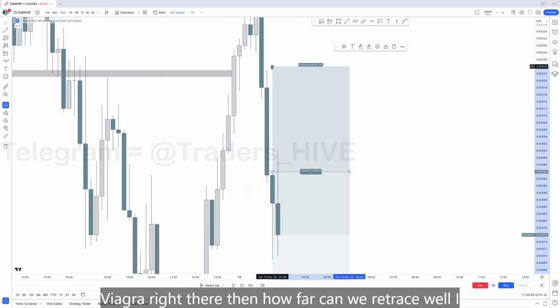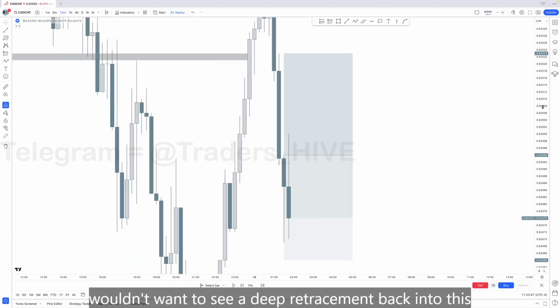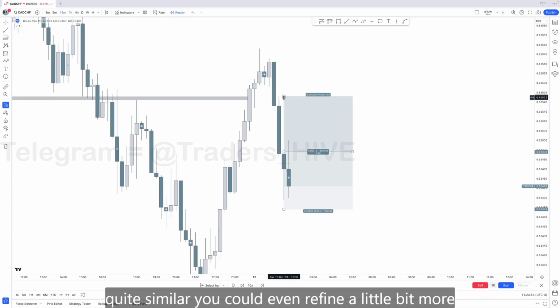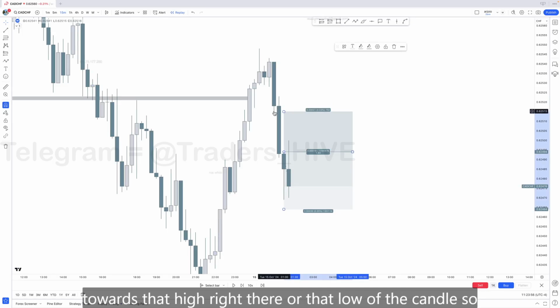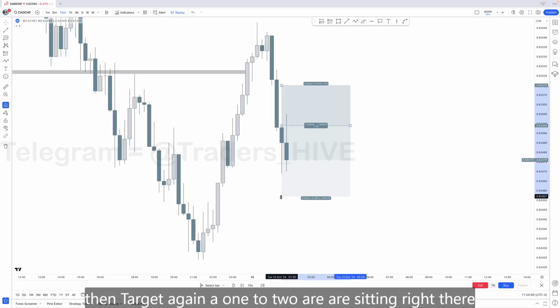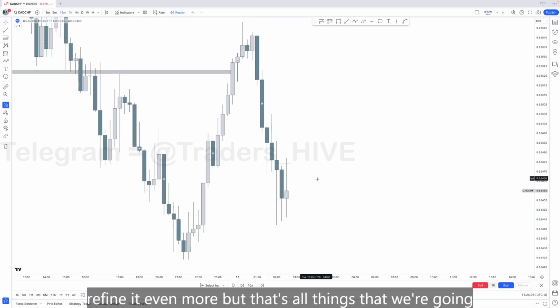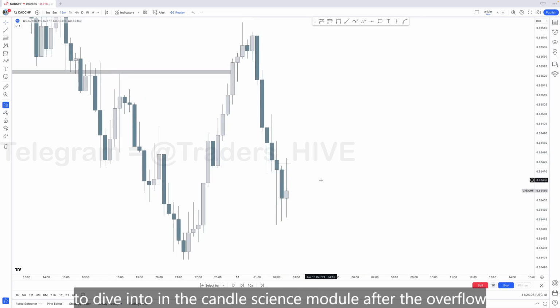Now again, how far can we retrace? Well, I wouldn't want to see a deep retracement back into this breakaway gap, so the overall stop loss stays quite similar. You could even refine a little bit more towards that high right there or that low of the candle. So then target again a 1 to 2 RR sitting right there. Now, with something like a 2-candle rejection, you could refine it even more. But that's all things that we're going to dive into in the candle science module after the order flow module as well.